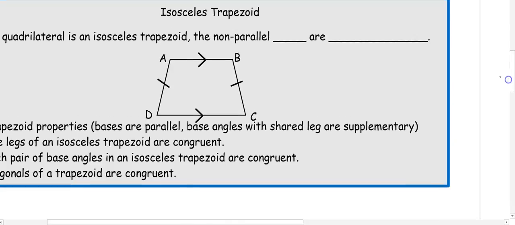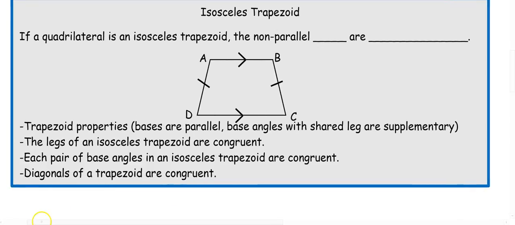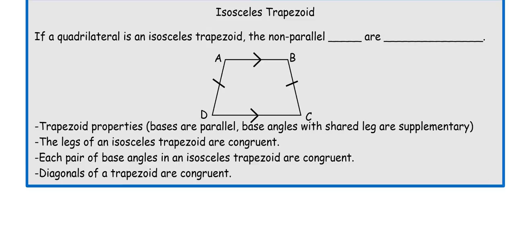So an isosceles trapezoid gives us a few more properties. An isosceles trapezoid is like an isosceles triangle. So in an isosceles trapezoid, the non-parallel sides are congruent. So in this case then, BC and AD are the non-parallel sides, so those are congruent.